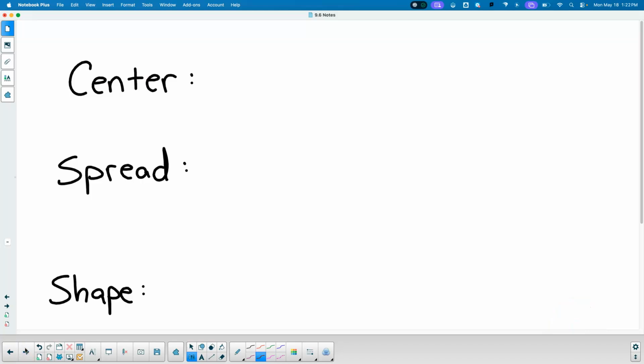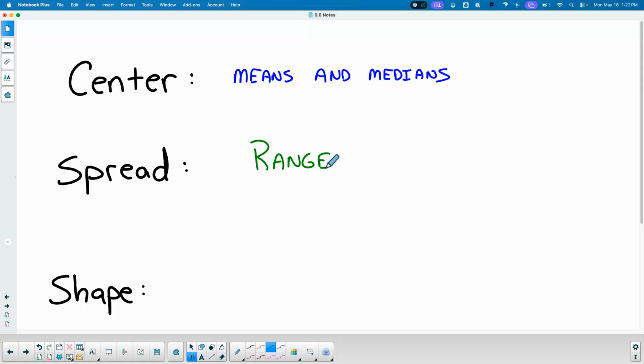So we're going to be talking about center, okay? So we're going to be comparing means and medians. What's a mean? Average. What's a median? Middle of the data. Okay, so we're going to be comparing those between two different sets of data. Okay, spread. That's going to be more of your range of values, how dispersed your data is amongst everything. Okay, and the shape, we've got 3 choices for shape.